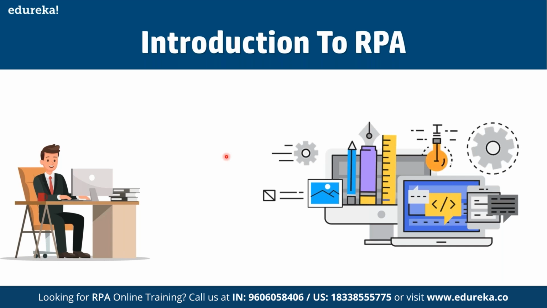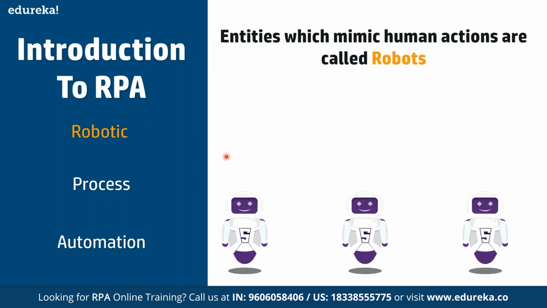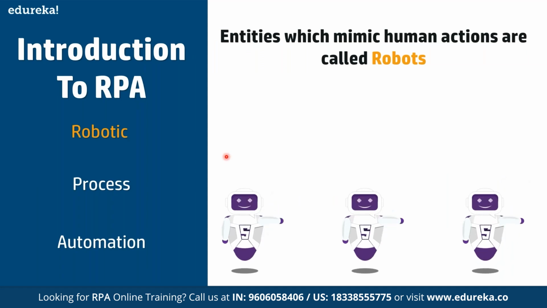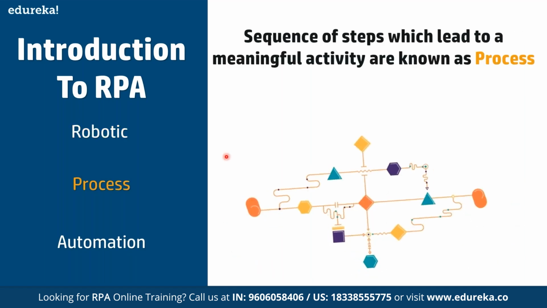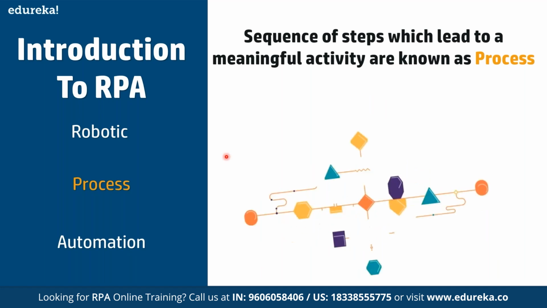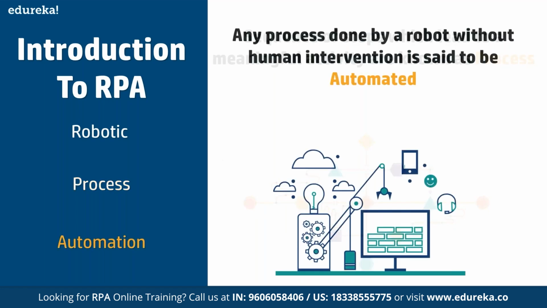So what is RPA really? What is robotic? Any entity which is able to mimic human actions is what we call a robot. Then what do we understand by a process? A sequence of steps which lead to a meaningful activity is what we call a process. And automation is when any process is done by a robot without human intervention, it is said to be automated. So this is what we call robotic process automation.